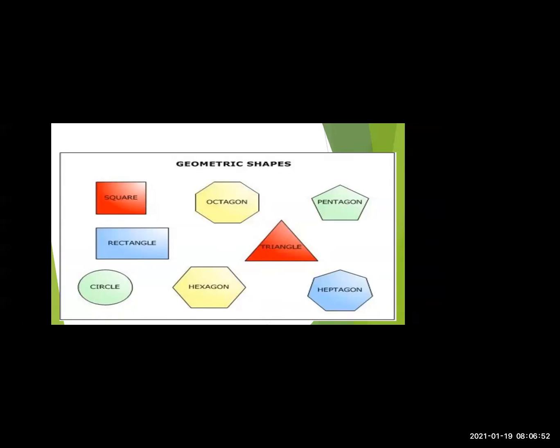Penta means having five sides, so that's why this shape is called a pentagon. Next, the shape having six sides is called a hexagon. In the next figure, the shape having seven sides is called a heptagon. And last but not the least, the figure having eight sides is called an octagon.